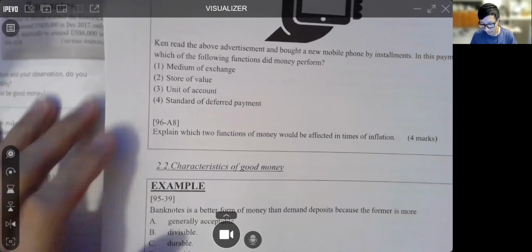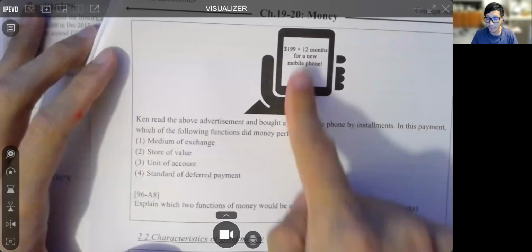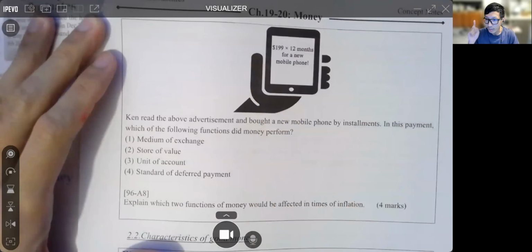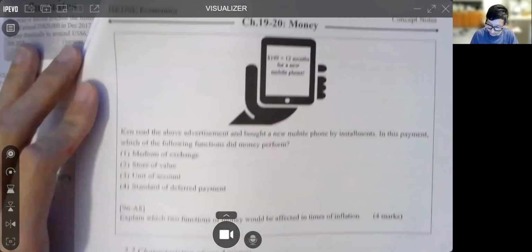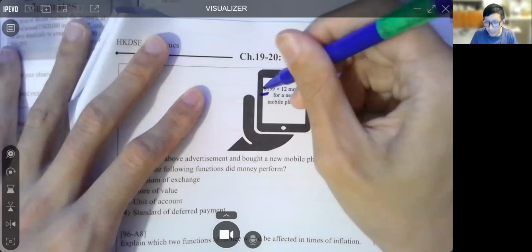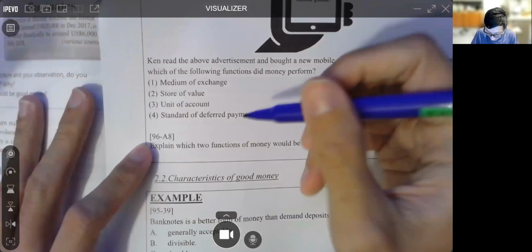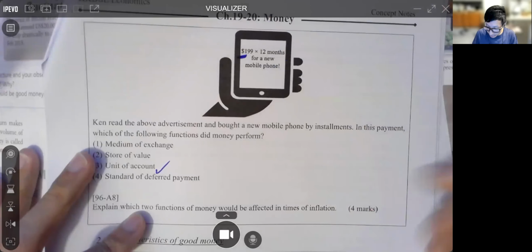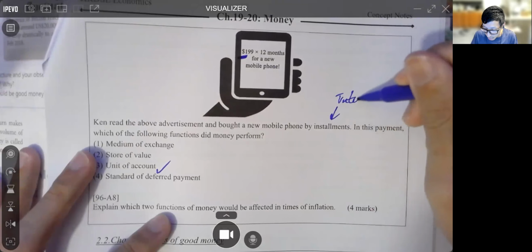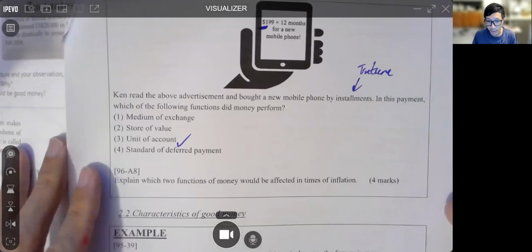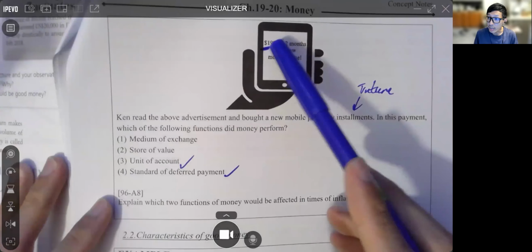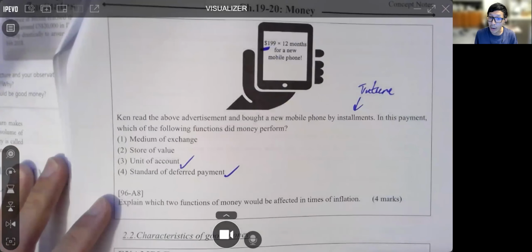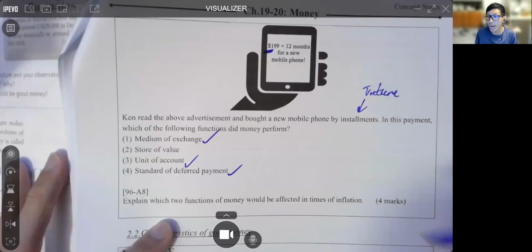question, one more question, right? One more question, can reach the above, 你见到啦, 1992 months, right? 嗱, so in this payment, which of the following functions did they perform? Okay, let's see. First, you see money sign. What does that mean? It means that this is a unit of account. 好啦, for 10 months, this is installment, 即系 future payment. 好啦，見到 future 啦，即係 stand of deferred payment, OK? And, okay? then they use money to buy the mobile phone, so this is medium of exchange, OK?